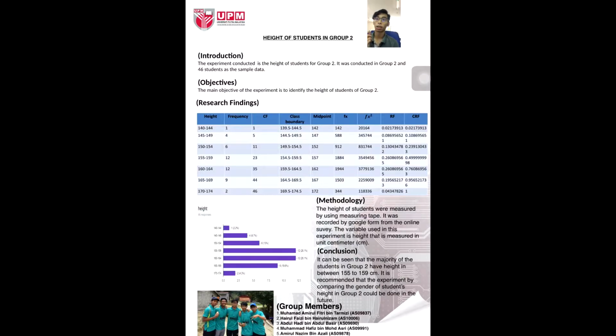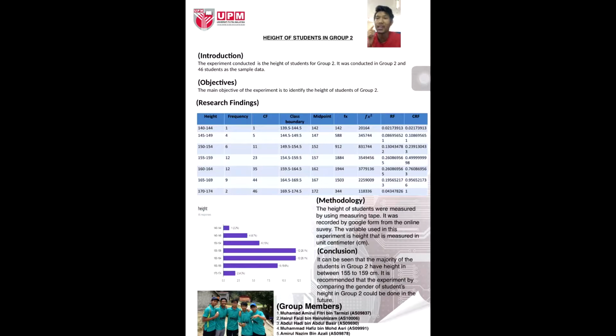So we will proceed to the objective. Moving on to the next part, the objective. The main objective of this experiment is to identify the height of students of group 2, which is about 46. The research finding is that we got the height from 140 to 144 with one frequency, and the CF is 1.